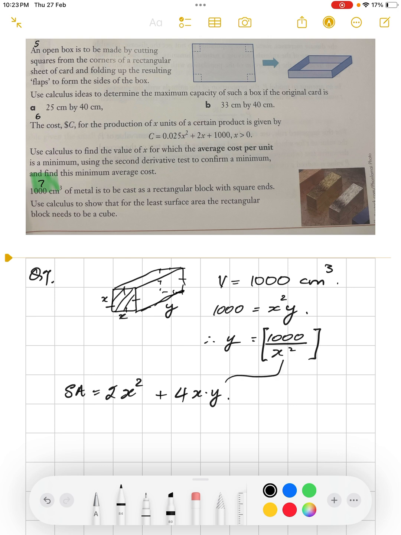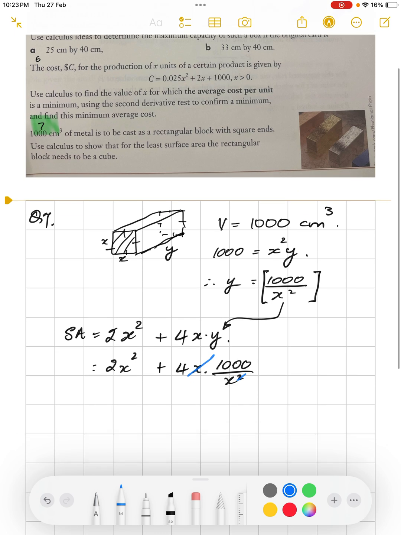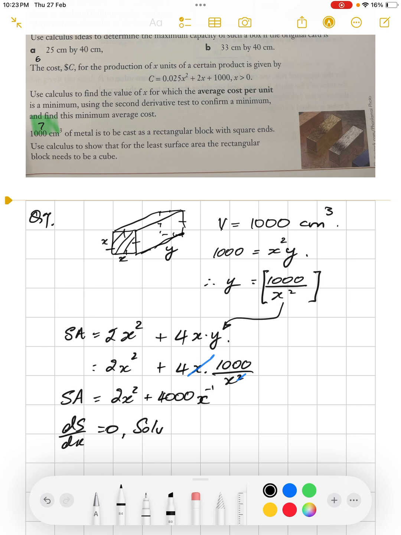And we're going to replace y with our formula because our volume is 1,000 cubic centimeters. y happens to be 1,000 over x squared. So we can cancel that x with that x. And we've got our surface area formula. Surface area is 2x squared plus 4,000 x to the negative 1. I'll just bring that x up, rather than having it over x to the negative 1. Now ds/dx has to be 0 and solve to optimize that.